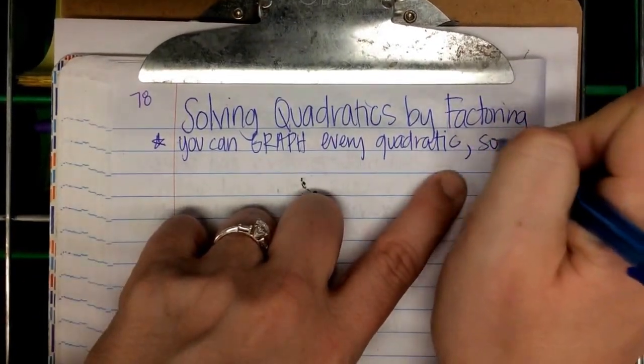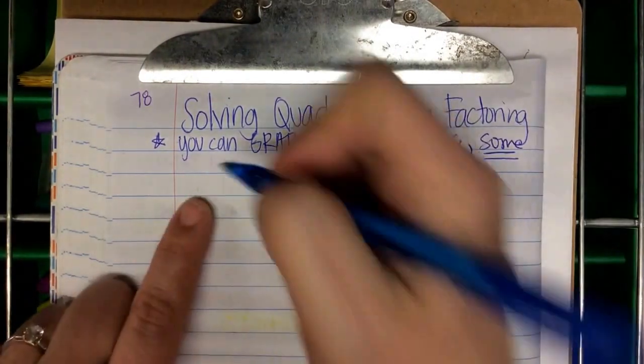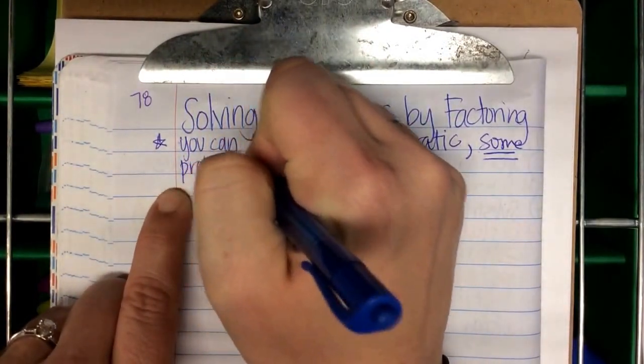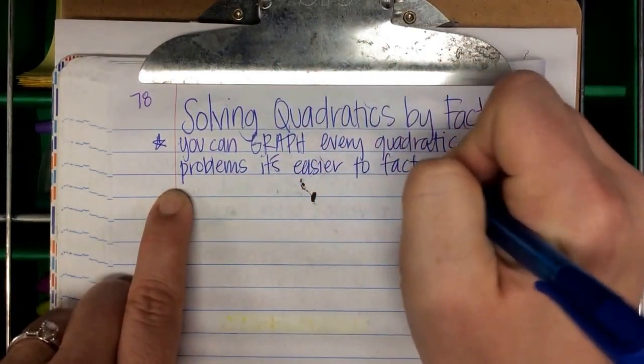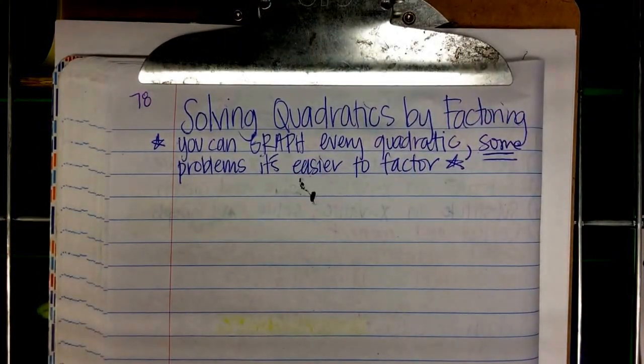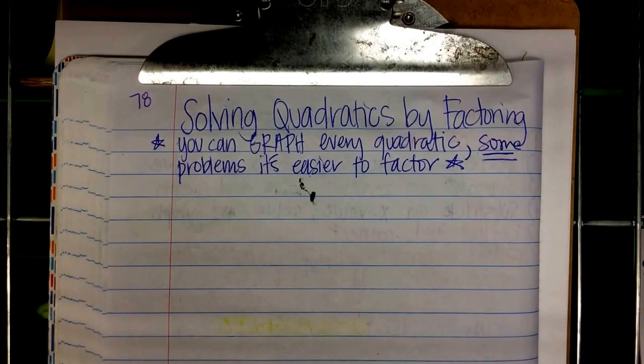So, some, not all, but some problems, it's easier to factor. Now, I'm not saying this works every time. There are some problems that factoring doesn't happen. You can't do it. I mean, you could, but you don't want to. So this is an easier way. Instead of graphing and finding the x-intercepts, the zeros, to find your solution, we're going to factor it.